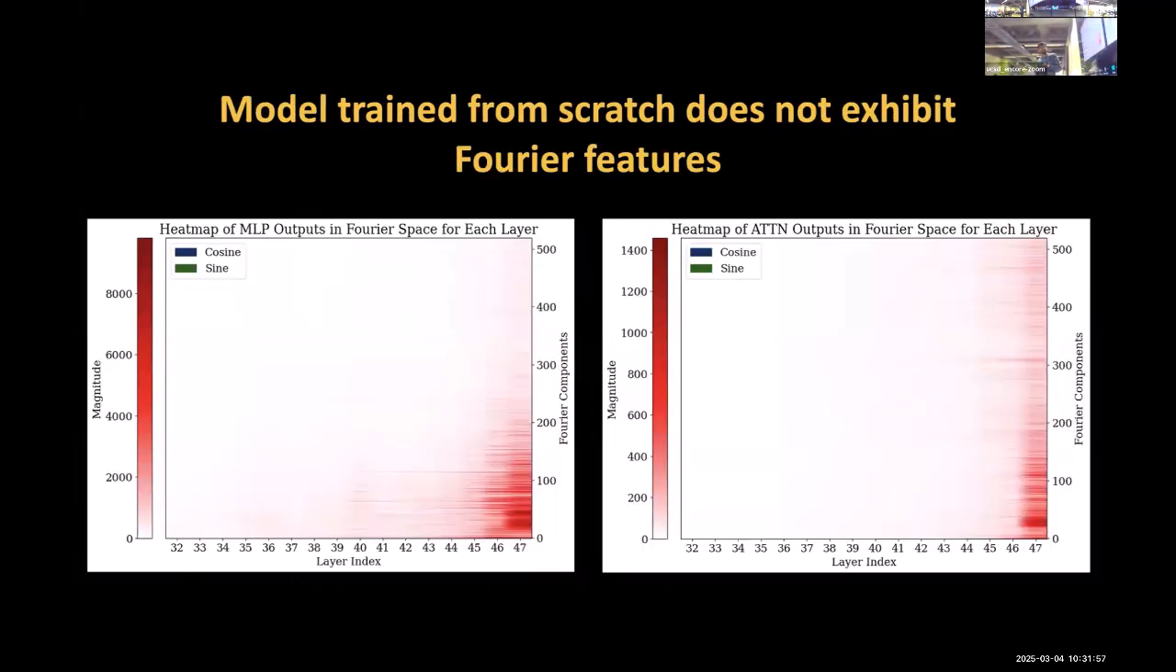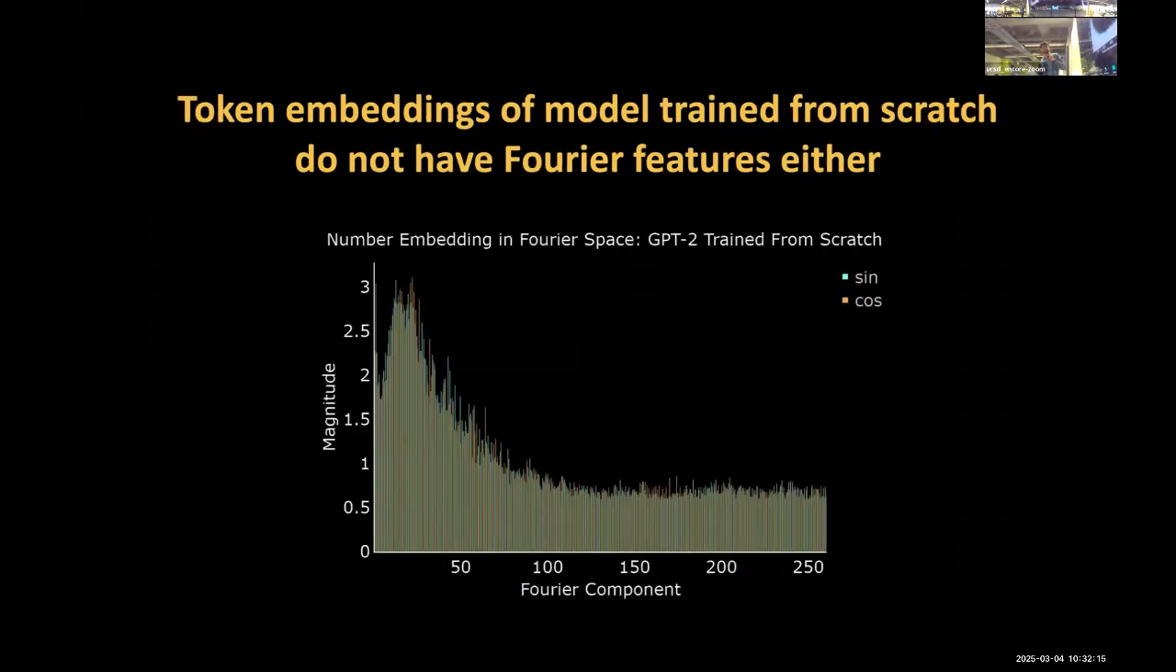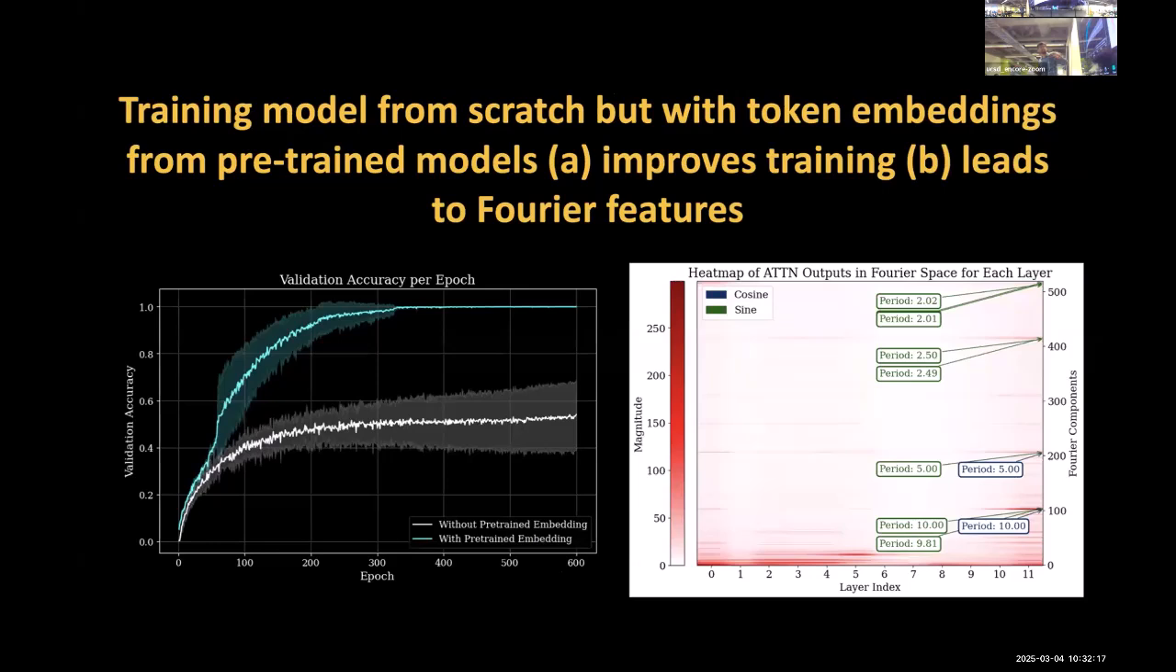And if you train a model from scratch on just addition, you don't see these spikes in the Fourier space. So a model trained from scratch on addition, with the same architecture, doesn't seem to be using Fourier features. But if you do this fun thing where you just take the token embedding from the pre-trained model and then train everything else from scratch, then again you see these kinds of Fourier spikes. It again seems to be enough for it to use these Fourier features, and that actually makes training a lot faster too.